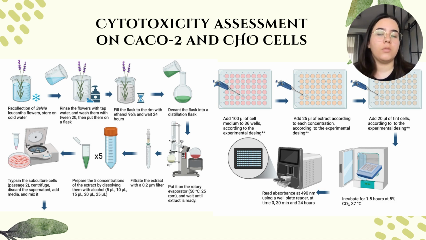Then for the animal tissue culture we did cytotoxicity assessment on different cells. We did CACO2 and CHO cells. Basically, we took the extract we made from the flowers of the plant and put it in the 96 well plate with the cells and a tint. The tint served to measure the metabolism of the cells. So if coloration appeared, it meant that cells were still alive. And we measured the absorbance of this plate to see the viability of cells after the addition of the extract we made.